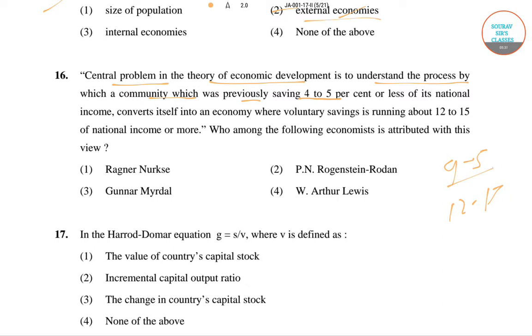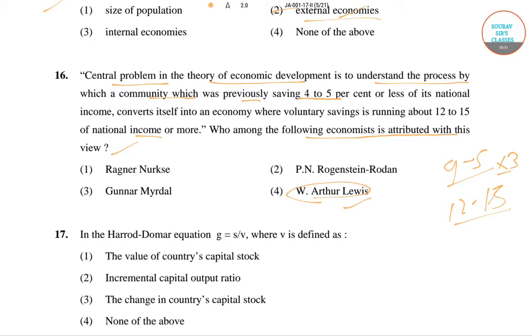So for 4 to 5 it is almost multiplied by 3, that is 12 to 15% of the national income or more. Who among the following economists is attributed with this view? So 4 options are given, out of which we know for question number 16 the right answer is Arthur Lewis.